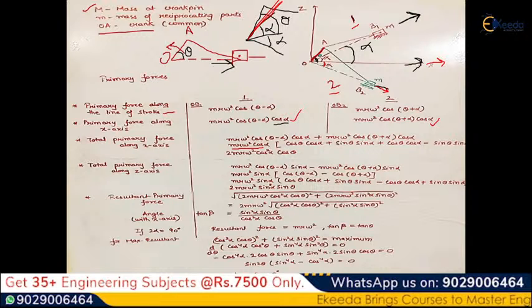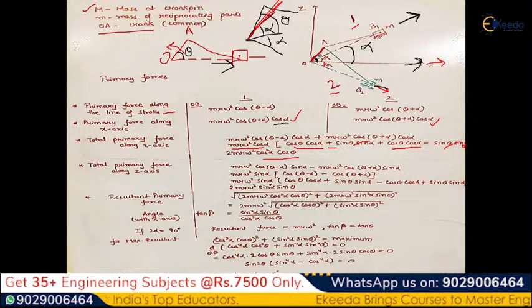Cos theta minus alpha and cos theta plus alpha. So we expand these trigonometric expansions. Cos theta minus alpha is cos theta cos alpha plus sin theta sin alpha, and cos theta plus alpha is cos theta cos alpha minus sin theta sin alpha, right? So these two factors, this is positive, this is negative, they get cancelled out. What we are left with is 2 mr omega square cos alpha and cos theta cos alpha. So it becomes cos square alpha and cos theta.